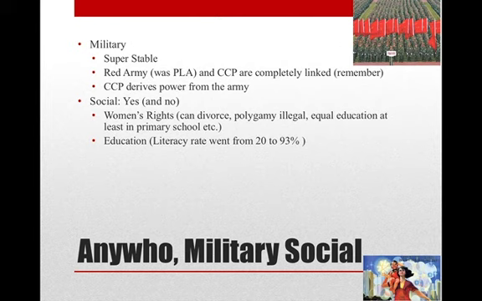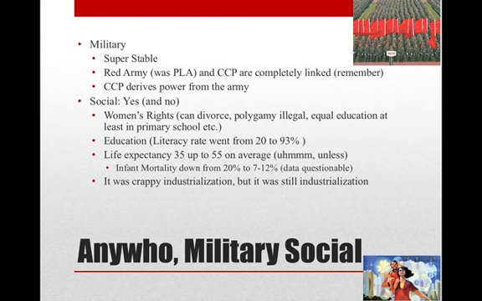As we talked about with the Cuban Revolution, there is a big push to educate the populace. And as evidence of this, it did work. Literacy rates went from the 1940s all the way up to 1970. Your literacy rate went from about 20% of the population in China could read to 93% literacy. So that's pretty darn good.